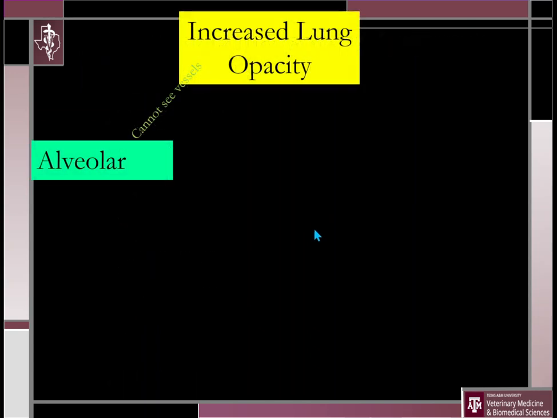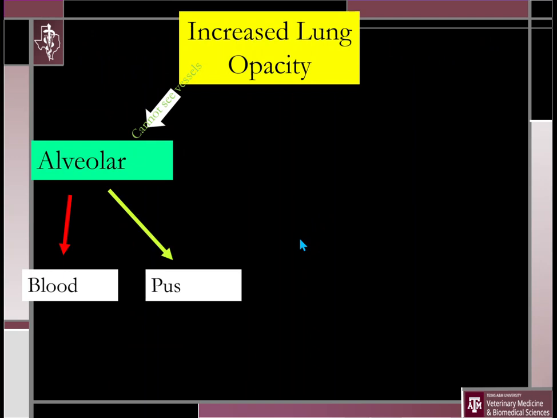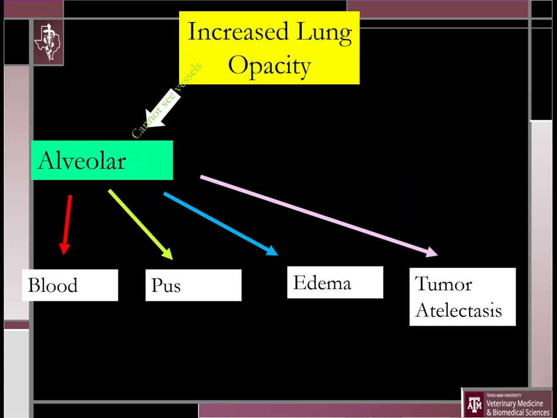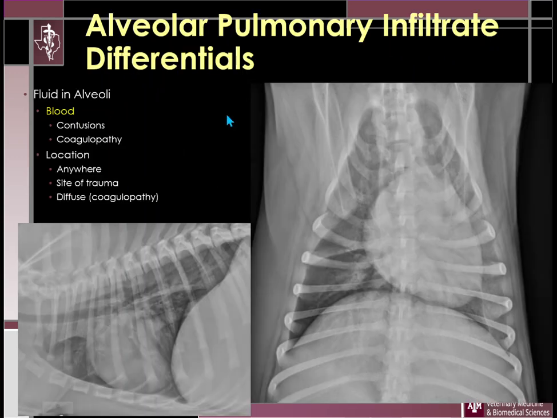Let's look at these causes a little more closely. If I can't see vessels, it's an alveolar pattern. My differentials are blood, pus, or edema, or tumor or atelectasis. So how do we tell the difference? If you have blood in the lungs, it tends to come from either contusions, so the animal was hit by a car or had some kind of trauma, or a coagulopathy. If you have contusions, it tends to be located anywhere, wherever the trauma occurred. If it is a coagulopathy, it tends to be more of a diffuse pattern.